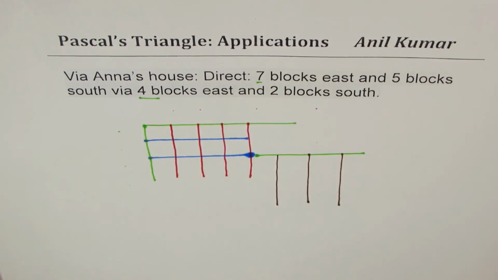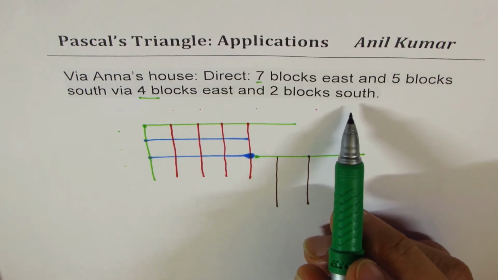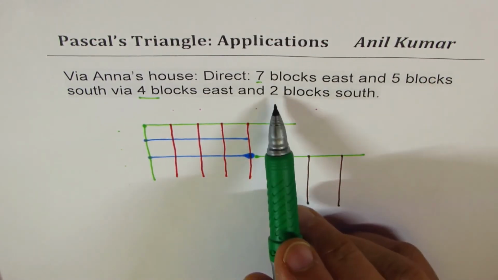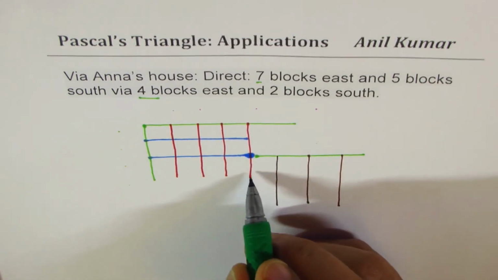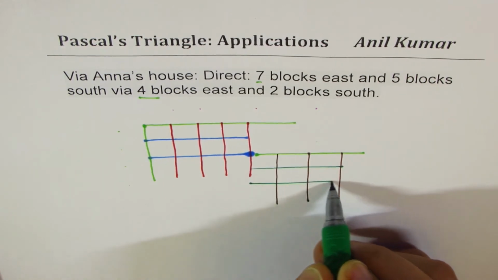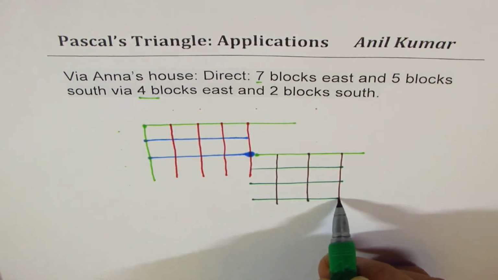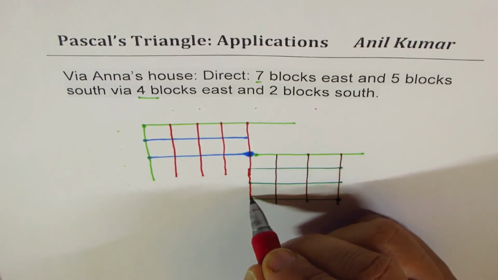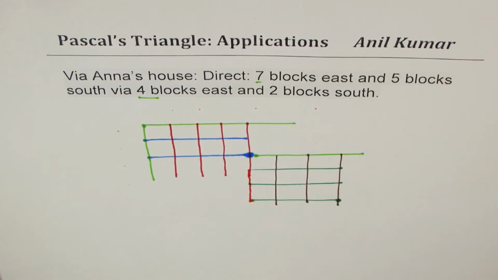And as far as the other direction is concerned, which is south direction, 5 blocks to cover. He has already covered 2 blocks, so 3 more. So we have 1, 2, and 3. So that becomes the final position. Okay, so let me extend this line also. Let this be the path. Okay. Now let's work out.